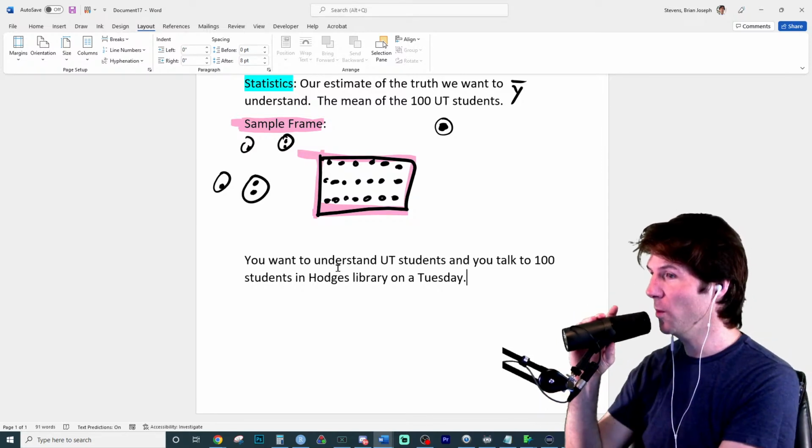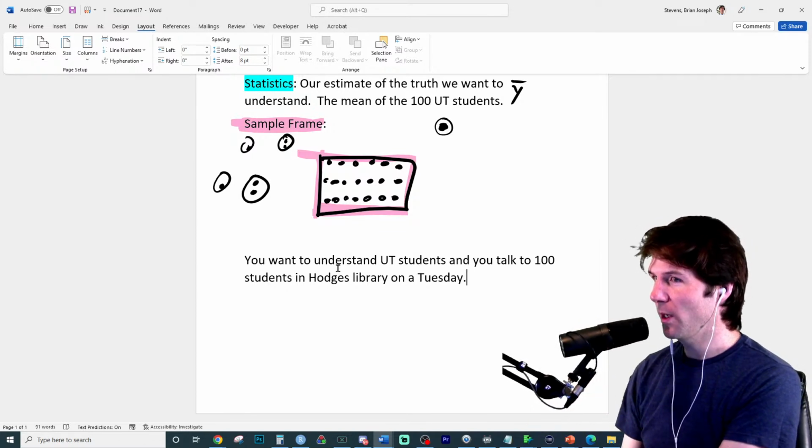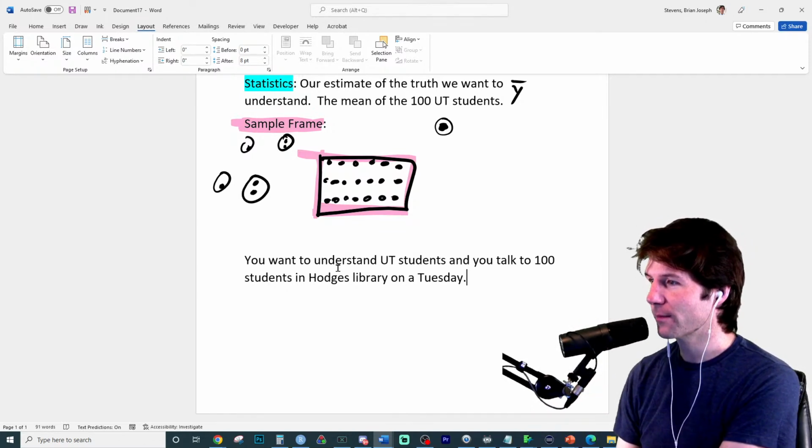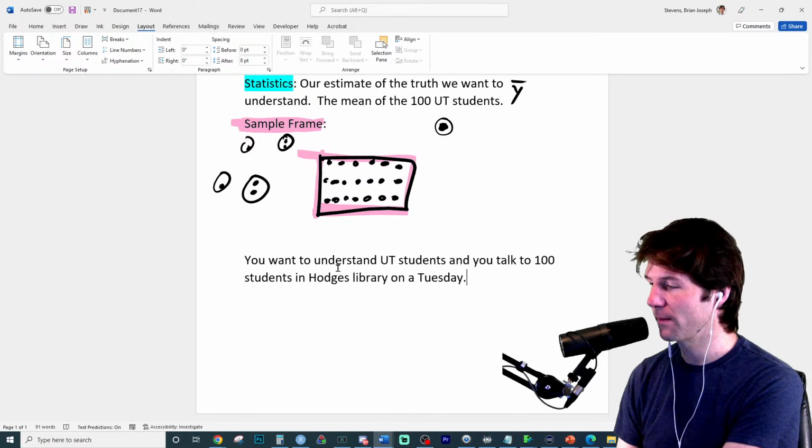Big presentation day. Woo! So what is the sample frame right here? What would the sample frame be? Thoughts on the sample frame? What would the sample frame be?